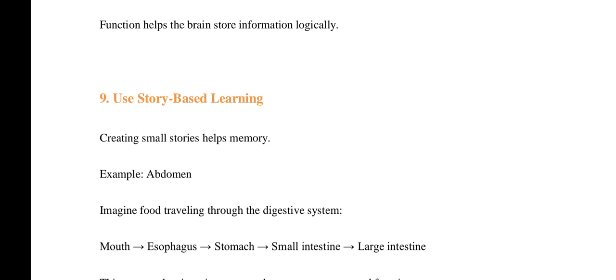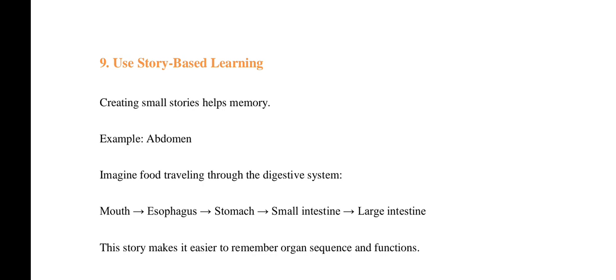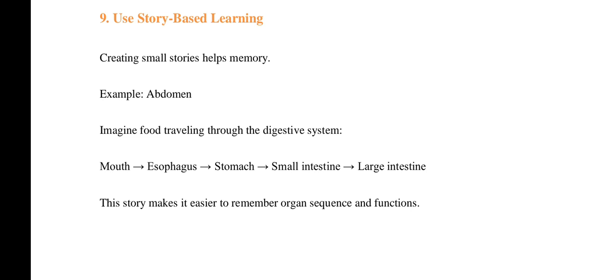Then the ninth one is to use story-based learning. Creating small stories helps memory. So you can try to remember some of these structures using stories that are easier for you to remember. For example, imagine the abdomen: food traveling through the digestive system, from the mouth to the esophagus, down to the stomach, the small intestine, the large intestine, and down to the rectum and anus, where the waste goes out. So this story makes it easier for you to remember organ sequence and also their function.